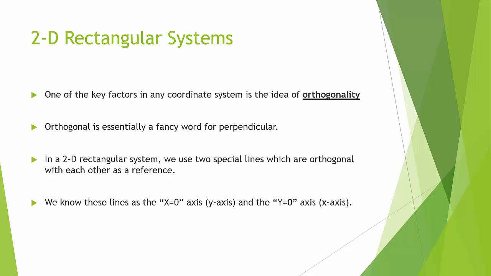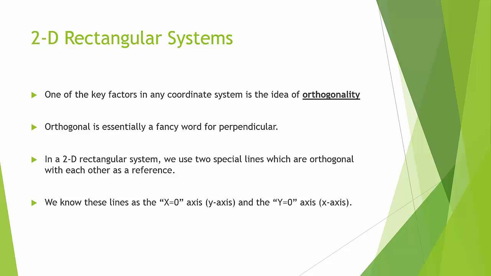So to start, we're going to look at a coordinate system which hopefully you are very familiar with, the rectangular coordinate system. So one of the key factors in almost any coordinate system is this idea of orthogonality. Now, in math, you could think of orthogonal as a fancy word for perpendicular. It's not exactly, because orthogonal isn't just used with geometric terms like lines and planes. It's also used with functions as well.